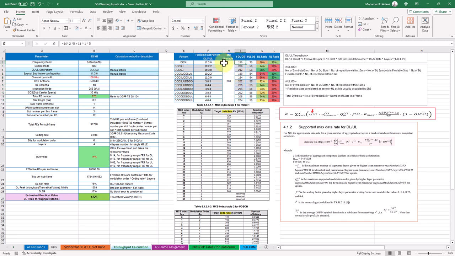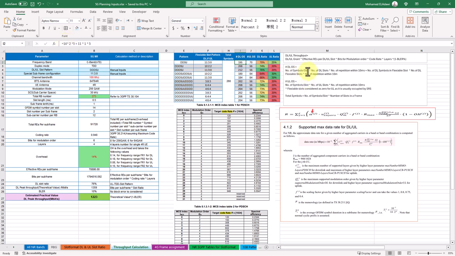For the downlink symbols, this is the formula which is being used. It will be equal to the number of symbols per slot, for example how many symbols you have per slot, multiplied. The number of symbols is fixed to 14, right? So the first part here will be 14, as shown in the top left here.